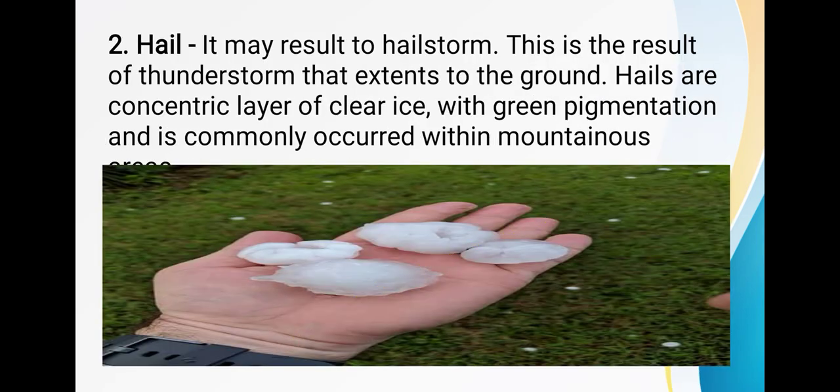Okay, number two is hail. As you can see on the picture, a big amount of ice may result in a hailstorm. This is the result of thunderstorm that extends to the ground. Hails are concentric larger layers of clear ice with green pigmentation and commonly occur within mountainous areas. Usually hailstorm is formed because of the presence of cold air within the clouds, and this may cause a devastating effect because this hailstorm can grow even bigger.